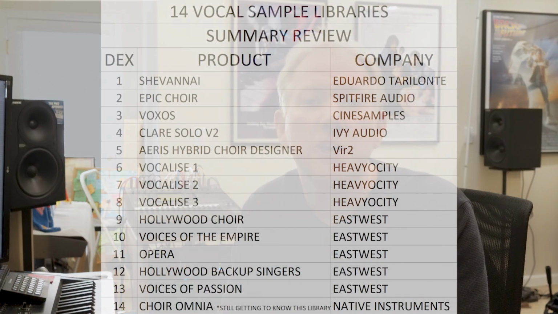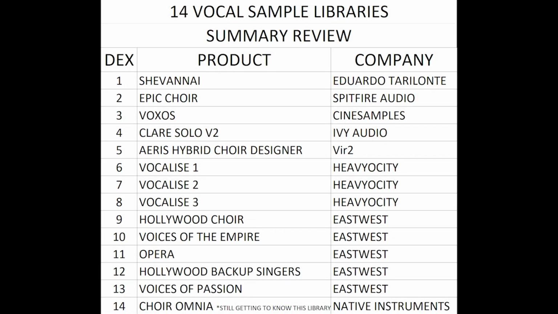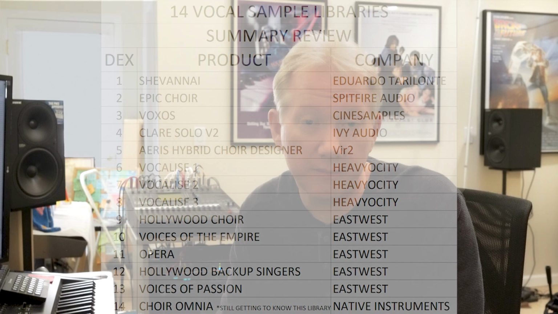In no particular order, here is the list of libraries I'm going to summarize. Shevannai, Spitfire Epic Choir, Voxos, Clare Solo V2, Aeris Hybrid Choir Designer, Vocalise 1, Vocalise 2, Vocalise 3, East-West Hollywood Choir, East-West Voices of the Empire, East-West Opera, East-West Hollywood Backup Singers, East-West Voices of Passion, and Choir Omnia.